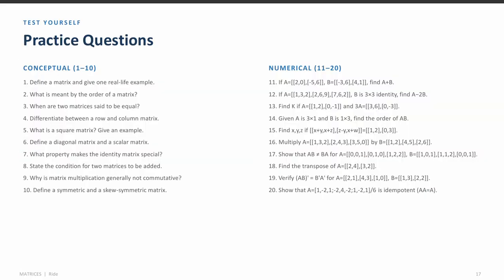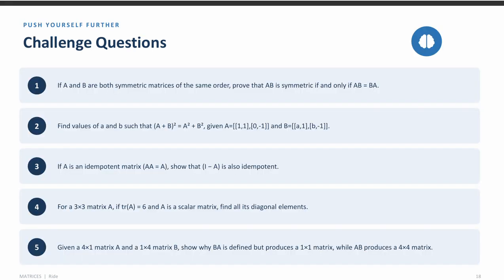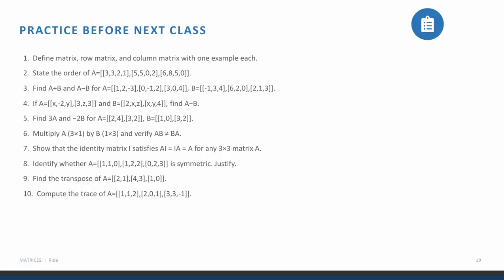I have certain questions for you. You may solve them and let me know if you have any problem. These are more challenging questions, right? You can see all these questions. They are a bit harder, but I think it is going to improve your mathematical skills. You could also practice these questions, right?